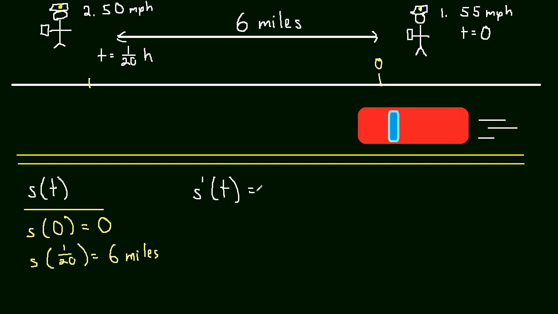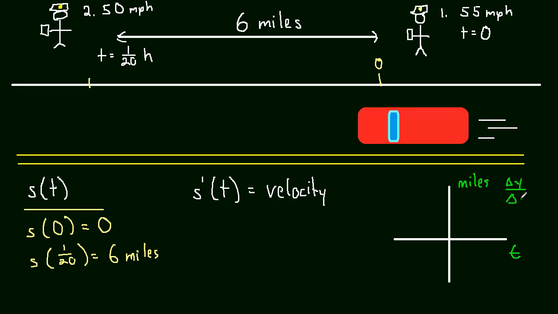the derivative of position is equal to velocity. And let's understand why. Because if you have a position function, just like we talked about, the position is miles, right? The f of t values, or the s of t values, are miles. And the t values are time. And the derivative is slope, right? So slope is the change in y over the change in x.